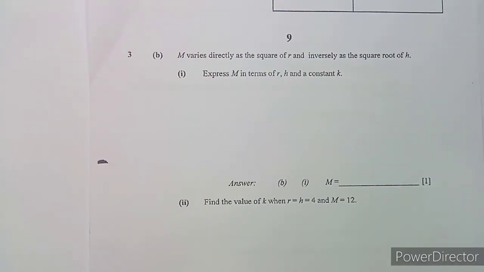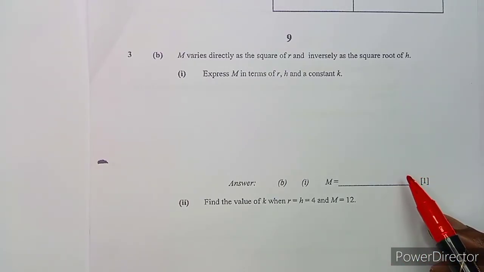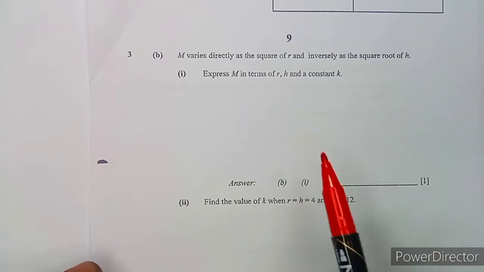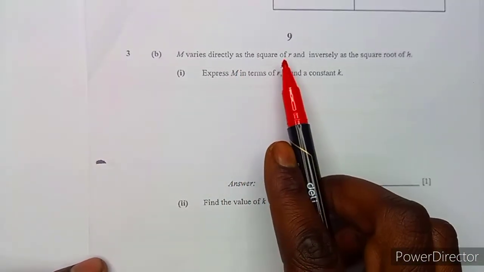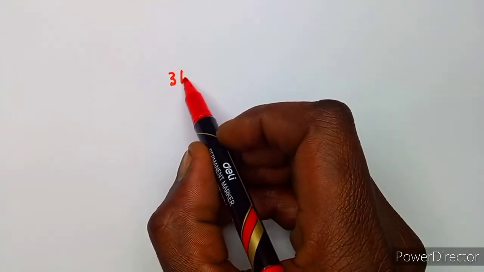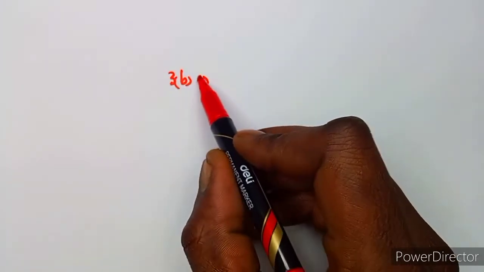All right, for number 3b, we are now given that it's actually a variation. Item 1: given M varies directly as the square of r and inversely as the square root of h. So this is a joint variation. We are given two things here: directly as the square of r, inversely as the square root. So how do I express this?